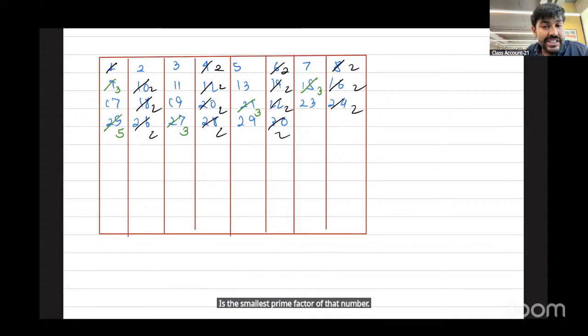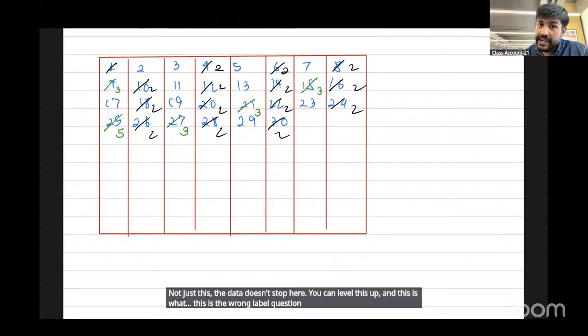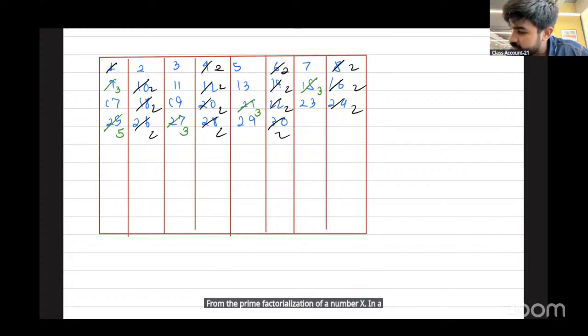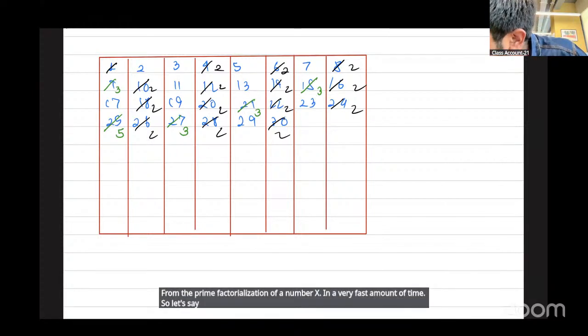And not just this, the data doesn't stop here. You can level this up, and this is the FANG level question. You can take it to the next level and be a conqueror of prime factorization. What is the question? Find the prime factorization of a number x in a very fast amount of time. So let's say you give me a number 24.